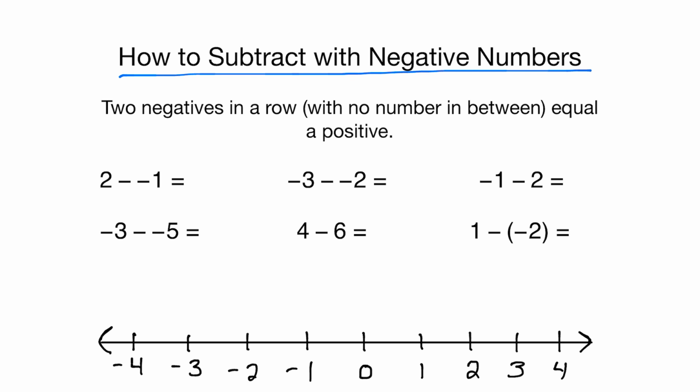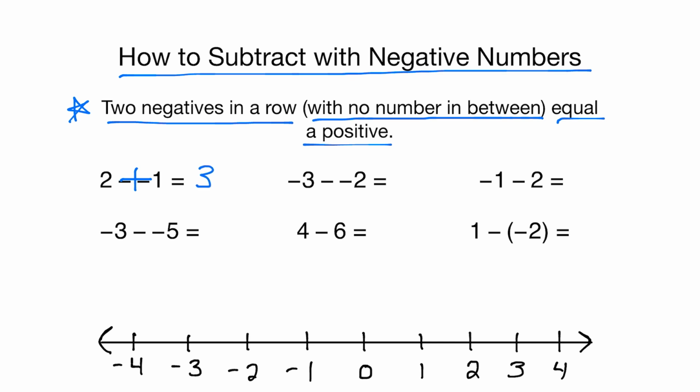Okay, the rule here is that two negatives in a row with no number in between the negatives equal a positive. Two negatives in a row with no number in between them equal a positive. So let's look. We have our first example, 2 minus -1. Those two negatives are going to turn into a positive. These two negatives turn into a positive. We have 2 plus 1, which is 3.